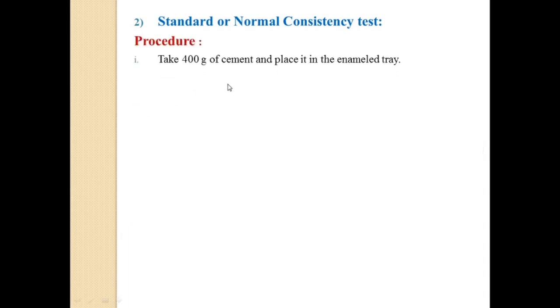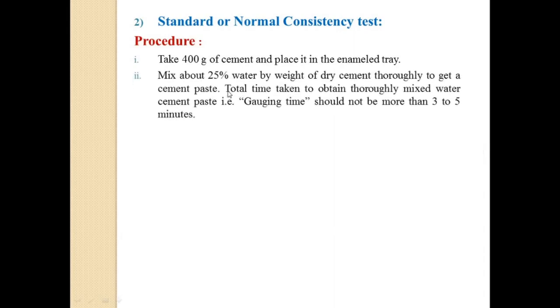First, we take 400 grams of cement in a tray. Then we add 25% of water by weight of cement. Then we mix it thoroughly to make the cement paste. The total time taken to obtain the thoroughly mixed cement paste is the gauging time. Mixing the cement with water should take 3 to 5 minutes. This complete process happens in 3 to 5 minutes.